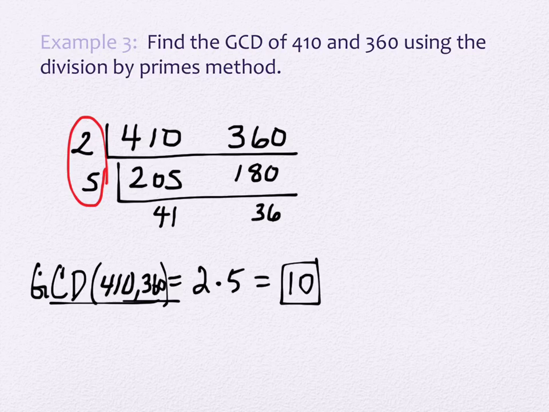Yes, ma'am. Do you have to use primes? Because they could look at those and just say that both of them are divisible by 10. I know that, and then you can see, okay, I get 41 and 36 after that. It's a very good question. So the technical answer is yes, you have to use division by primes. And the reason is because it's the title of this description.